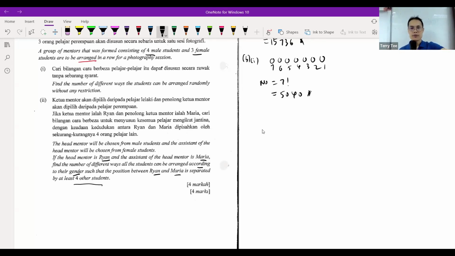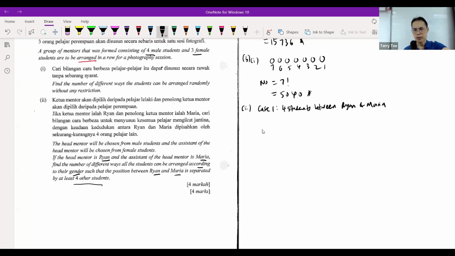So we need to consider case by case. Maybe I say case number 1. There are 4 students between Ryan and Maria. Now let's draw 4 boxes.